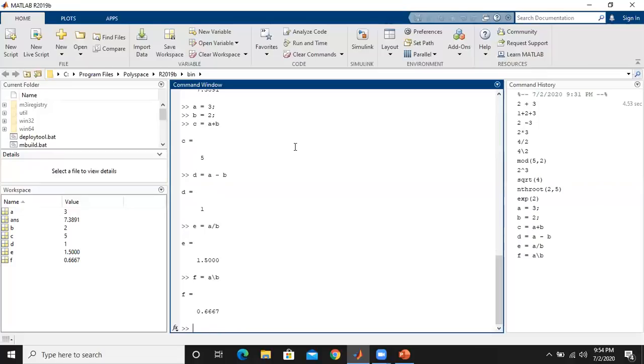Then you will get the answer as 0.6667. And take another variable g, then you multiply a into b, then you'll get 6. Then go for mod of a comma b, so that it gives the remainder as 1. So like this, you can also give the variable names and you can execute the commands in the command window.